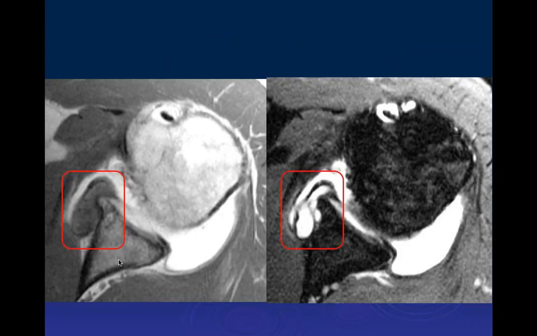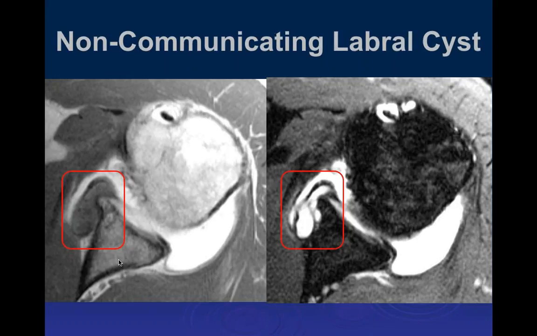It doesn't seem to be communicating with at least the arthrogram. Okay. Yeah. So this was a non-communicating paralabral cyst. There was an anterior labral tear here. You know, fluid gets through these.